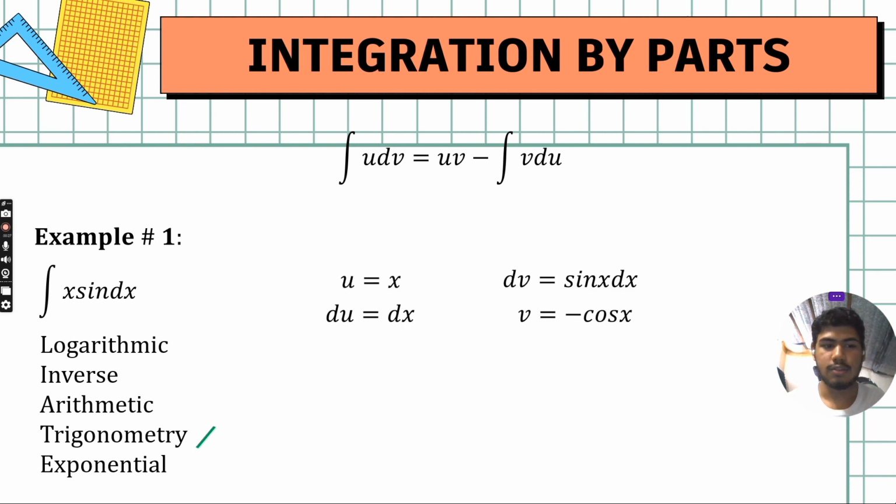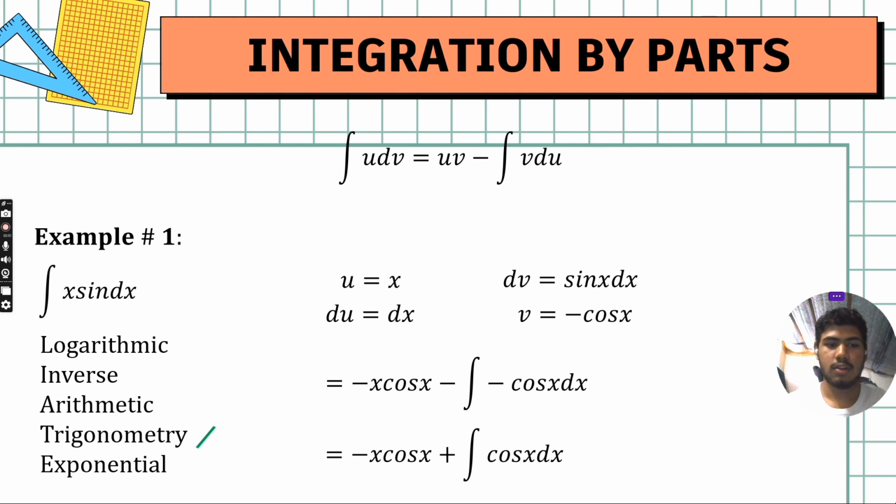First, we will find u, which is x, and dv, which is sine x dx. After that, we will find the du by deriving u, which is dx, and the v by integrating the dv, which will be negative cos x. Next step, we will follow our formula. So it will be negative x cosine x minus the integral of negative cosine x dx.